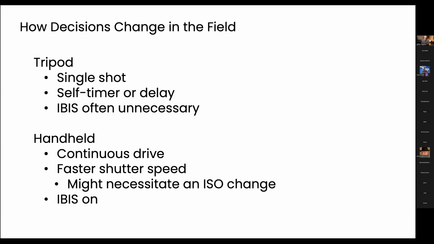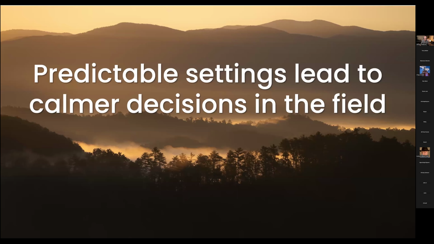But if I've mapped them, then I can do continuous. So I hold the shutter, get multiple shots, bump my shutter speed up a little bit, which might necessitate an ISO change, and then turn my IBIS back on. It's in a quick menu for me. I click two spots and I am IBIS on and I'm ready to shoot handheld. Again, predictable decisions lead to calmer decisions in the field, which lets you be more creative.